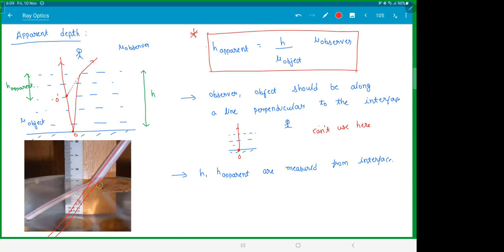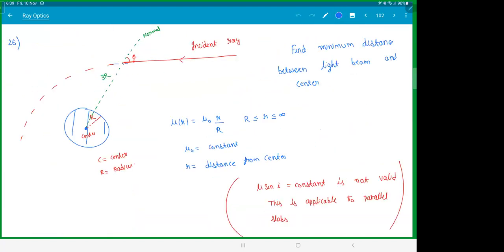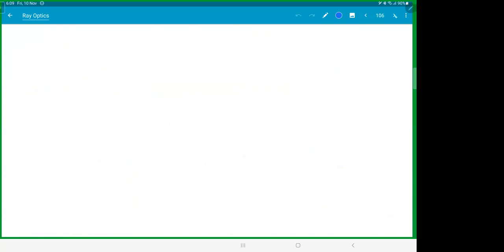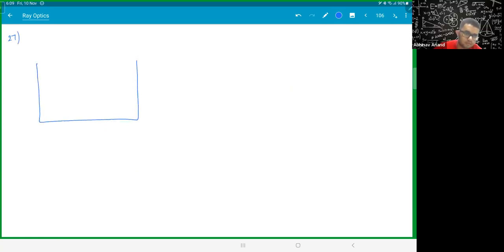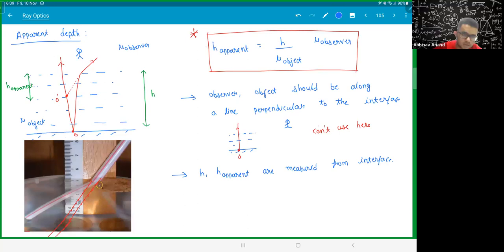So main thing, this formula, you can use it only when they're on the same line. Second, these distances are from the interface. They're not distance between object and image. Let's see a question. This question will cover all the formulas. So can you go back for a minute? Yes, sir. Thank you.